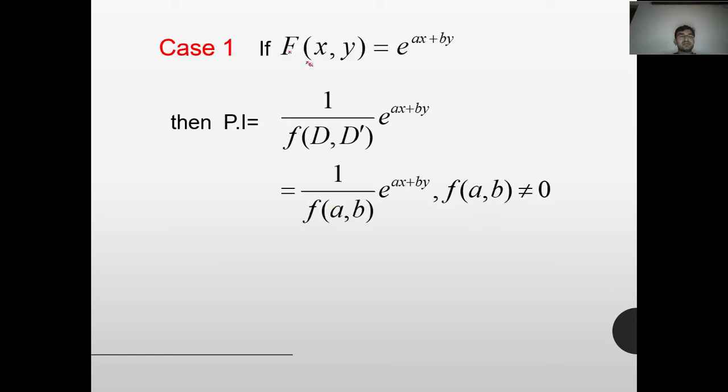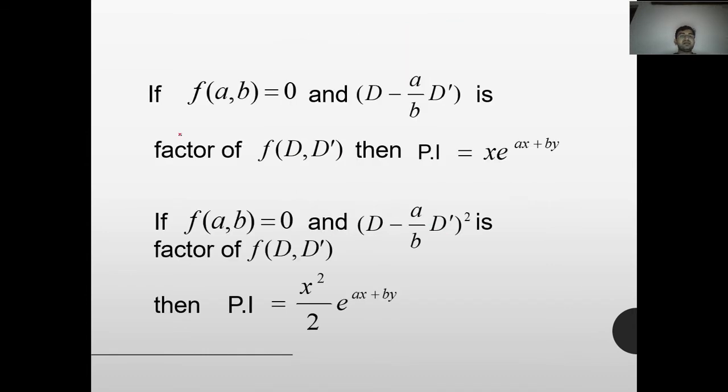In case 1, if the function f(x, y) is equal to e raised to (ax + by), then the particular integral is equal to 1 upon f(D, D') into e raised to (ax + by). Then put the value D is equal to a and D' is equal to b, we get f(a, b). If f(a, b) is not equal to 0, then this is the solution.